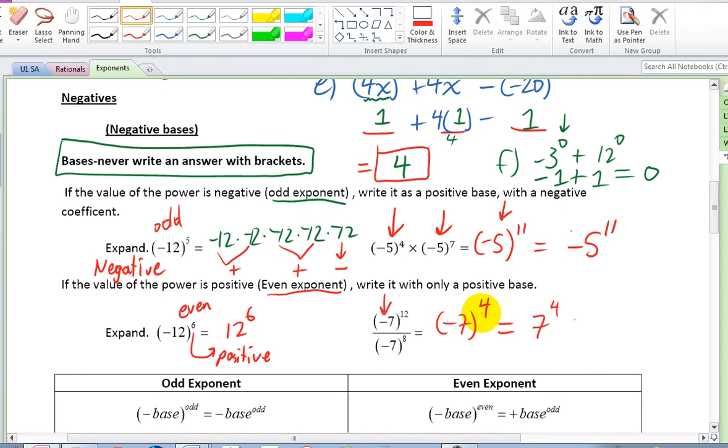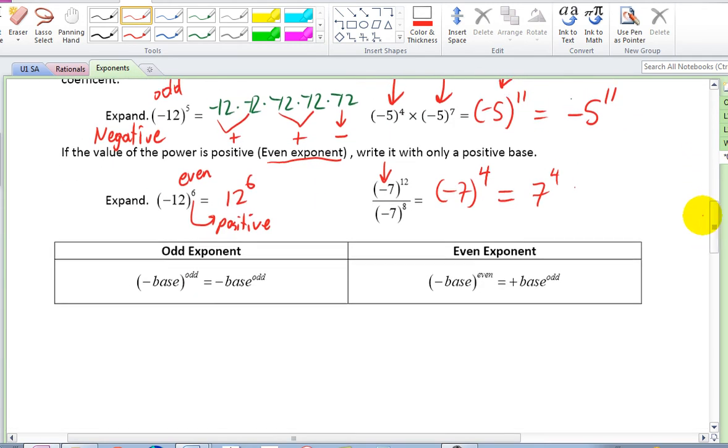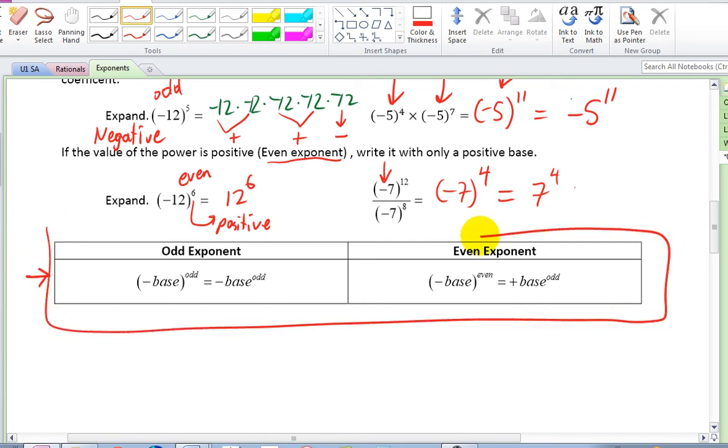Any questions? All right. So here's your rules summarized right here. This is your gold. Don't lose your gold. Okay. If the base is odd, negative base and it's odd, you keep your negative sign. But if it's even, it becomes a positive. Okay. Okay, turn it over.